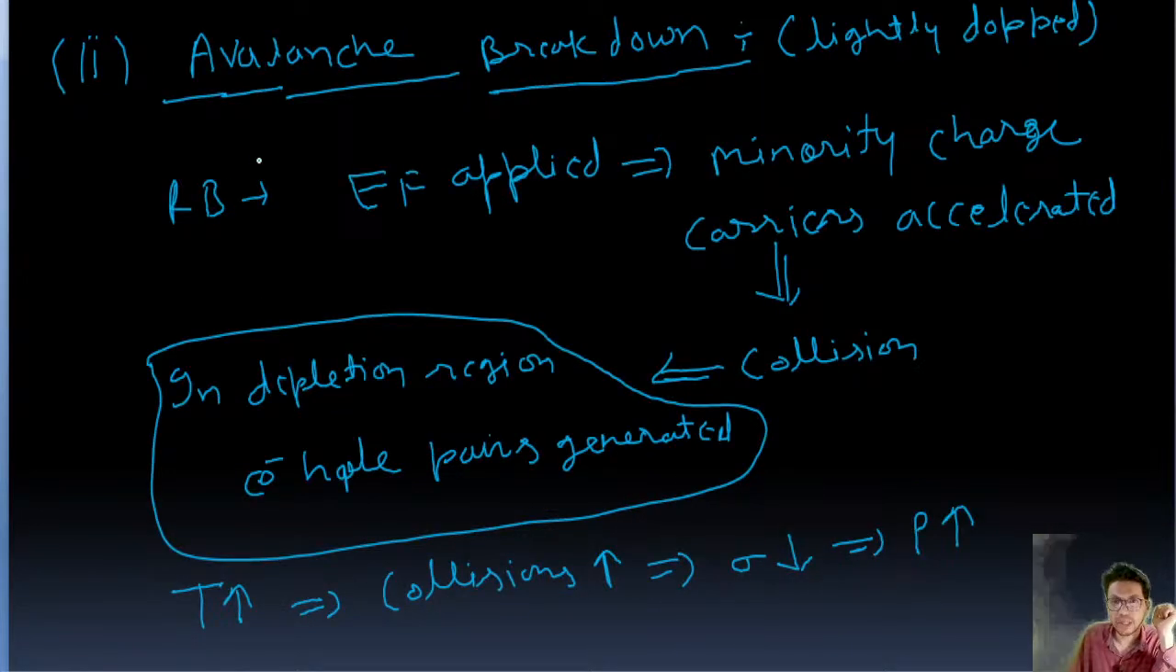Similarly, in case of avalanche breakdown, electric field is applied, minority charge carriers accelerate, and there would be collisions because of acceleration, right? And then in the depletion layer region, electron hole pairs will generate. Here, if we increase the temperature, it means there would be more collisions. More collisions means conductivity will decrease and resistivity will increase. Okay, guys, so now I'm going to solve questions.